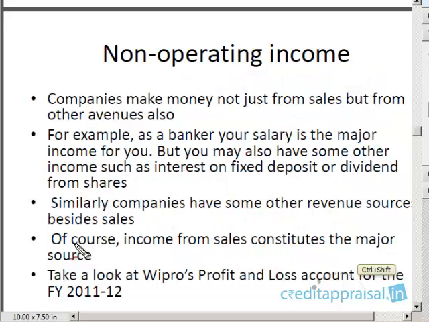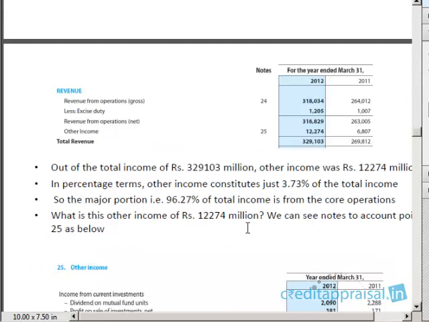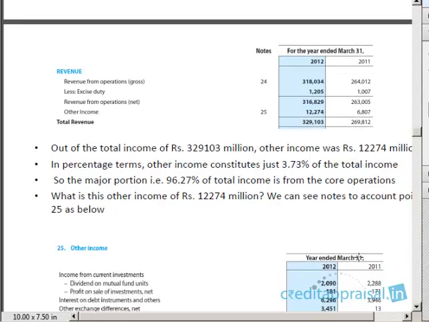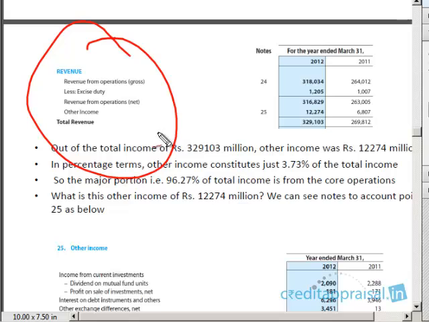Let us take an example of a real-life company. We are now going to see Wipro's profit and loss account for the year 2011-12. This information is extracted from the P&L account of Wipro, an IT major of India. This is how the P&L account looks. This is directly taken from Wipro's P&L account for the year 2011-12.